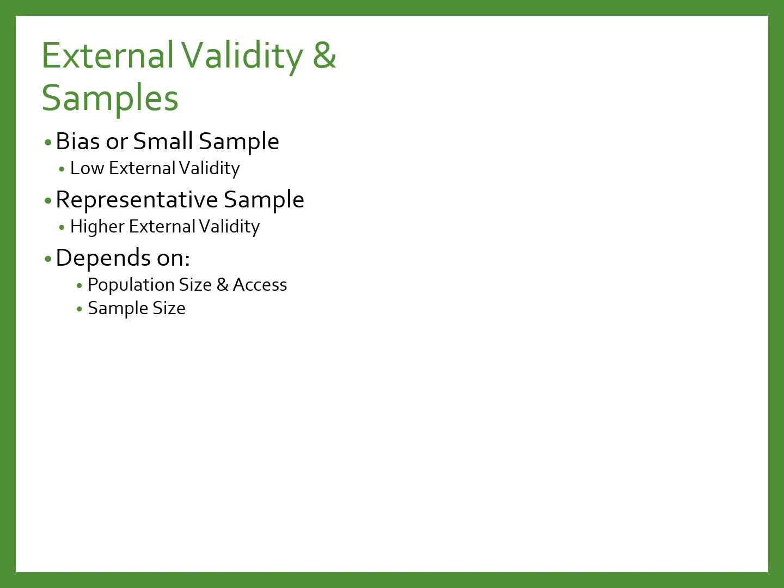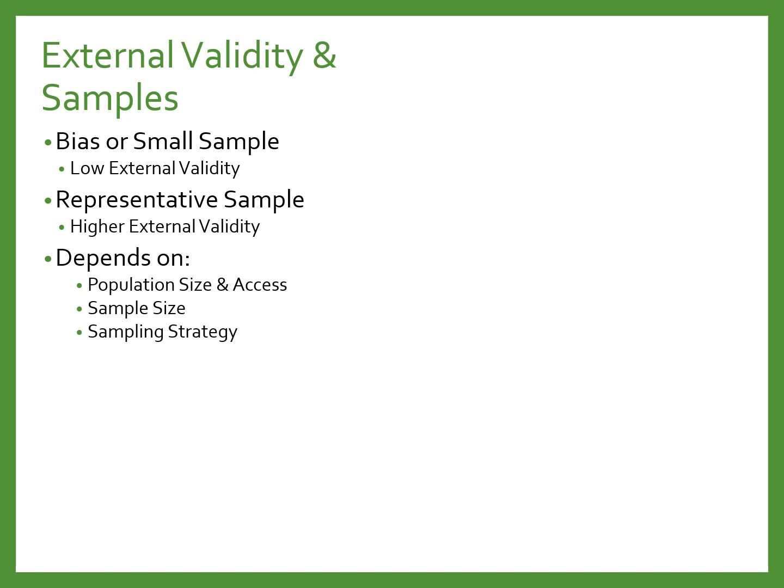External validity also depends on the sample size. So a larger sample has a lower standard error for numeric variables and has a better representation of the population. So again, we can have more confidence that the results that we observed in the sample would also have been observed in the population if you had access to them when you have that larger, more representative sample.